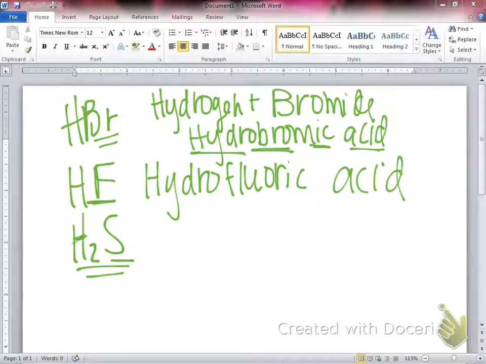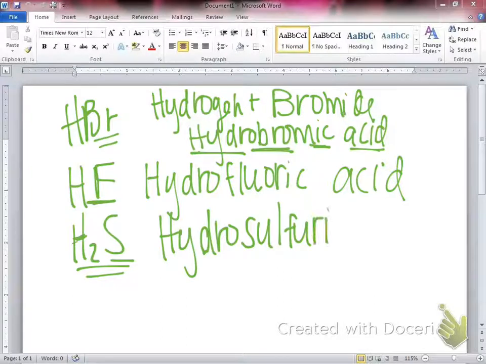So does it change the way we name the molecule at all? No, it's still binary. It still only contains two elements. So we still call this hydrosulfuric acid. In this case, how many protons does this acid have to donate? Two. It could give away both of its protons. The other two only have one proton to donate. Hydrosulfuric acid has two protons that it has the ability to donate.